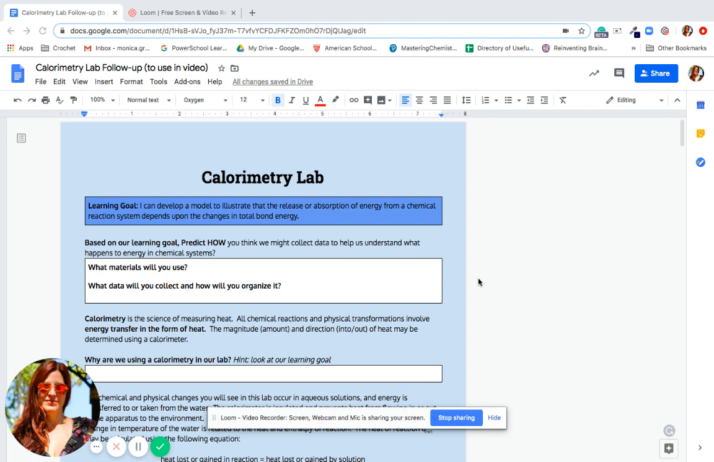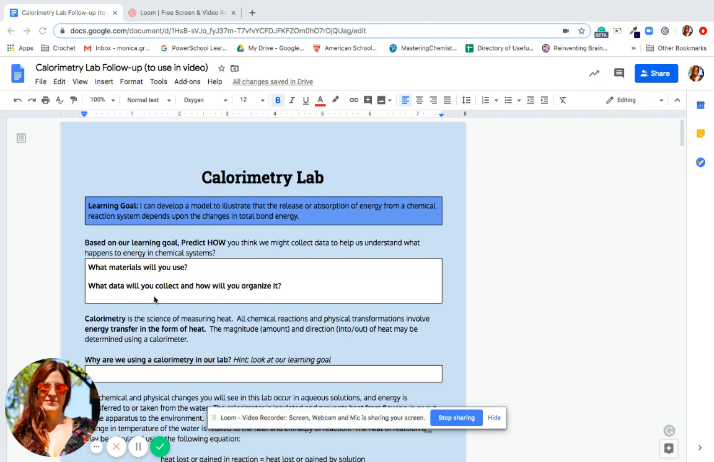Let's check the learning goal, and at the end of this lab, make sure you go back to the learning goal to make sure you achieved it. The learning goal is: I can develop a model to illustrate that the release or absorption of energy from a chemical reaction system depends upon the changes in total bond energy. So at the end, just go back to this learning goal to make sure you reach the goal. Okay.